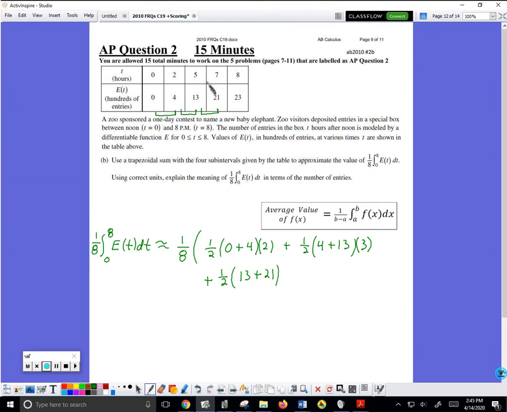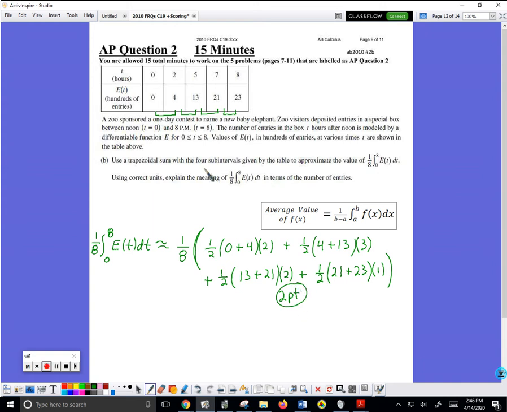The dt for the subinterval is 2, plus 1/2. For the last subinterval, value on the left is 21, value on the right is 23. The width of this subinterval is just 1. Make sure you have the final closing parenthesis to match this one. If you have all of that, they will give you 2 points. So if you have all of this in green, you get 2 points.